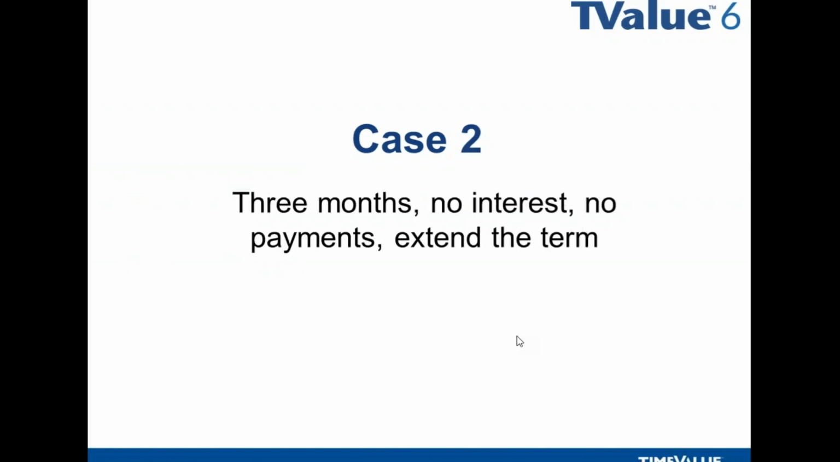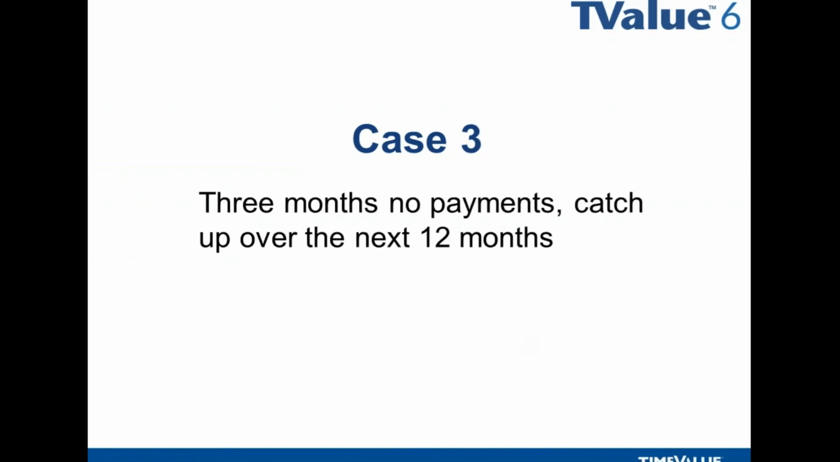Let's go to our third case study. So third case, we're going to do a little more creative. We're going to do 3 months, no payments, and then catch up over the next 12 payments. And catch up is basically editing the payments that are on the forbearance and then figuring out how many of those payments to catch up.